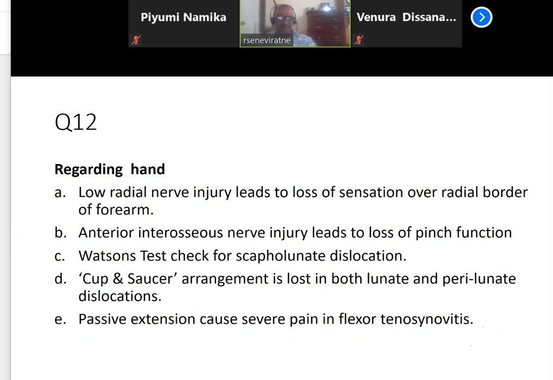Anybody? Low radial nerve injury leads to loss of sensation over the radial border of the forearm. No, this happens in the high radial nerve injury. Radial nerve injury somewhere up in the arm will lead to this, right? So lower radial nerve injury will lead to sensation problems in the hand. Anterior interosseous nerve injury leads to loss of pinch function. It's true, okay, it's true. Watson's test checks for scapholunate dislocation.